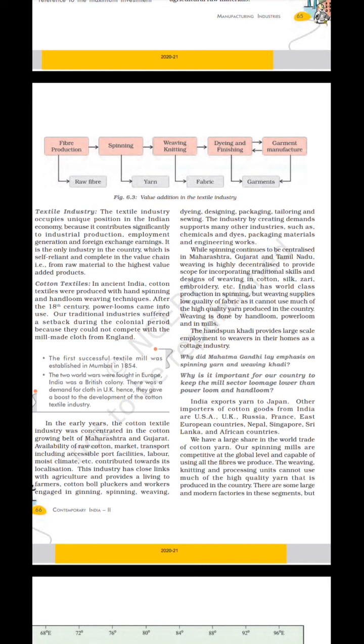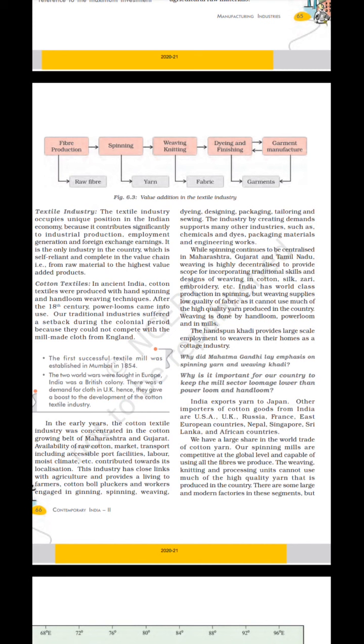While spinning continues to be centralized in Maharashtra, Gujarat and Tamil Nadu, weaving is highly decentralized to provide scope for incorporating traditional skills and designs of weaving in cotton, silk, zari, embroidery, etc. India has world class production in spinning, but weaving supplies low quality fabric as it cannot use much of the high quality yarn produced in the country.